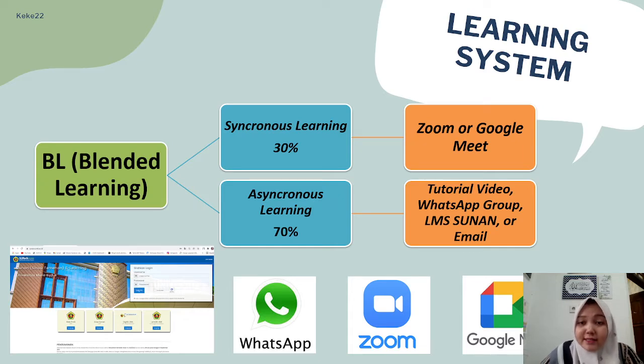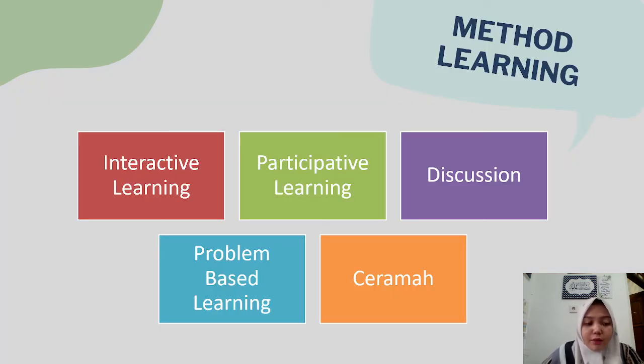Next, the learning system. We use blended learning. First, synchronous learning, where we use Zoom or Google Meet. Second, asynchronous learning, where we use tutorial videos, a WhatsApp group, a learning management system, Sunan, or Gmail. The learning methods are interactive learning, participative learning, discussion, problem-based learning, and lectures. Individual presentations are given through the Sunan forum during class hours. Then other friends can ask questions through the Sunan forum.